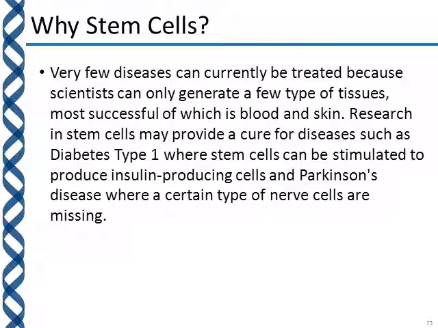So why stem cells? What is the utility of using them? Well, very few diseases can currently be treated because scientists can only treat or generate a few types of tissues, most successful of which is blood and skin. Research in stem cells may provide a cure for diseases such as type 1 diabetes, where stem cells can be stimulated to produce insulin-producing cells, or in Parkinson's disease, where certain types of nerve cells are missing.